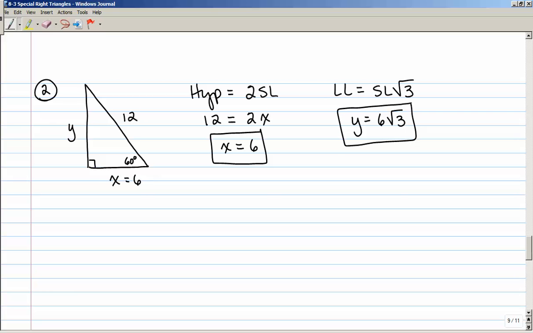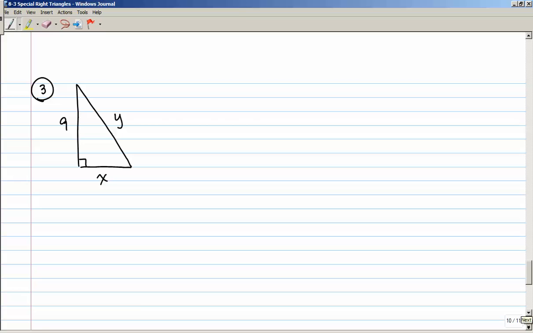Okay, and the last example, we're given the length of the long leg, and we need to find the length of the short leg and the hypotenuse. So I've got my two formulas. Hypotenuse equals 2 times the short leg, but I can't start with that one because I don't know the hypotenuse and I don't know the short leg. So I'll have to use my other formula first. Long leg equals short leg times the square root of 3. My long leg is 9. My short leg is x times the square root of 3.